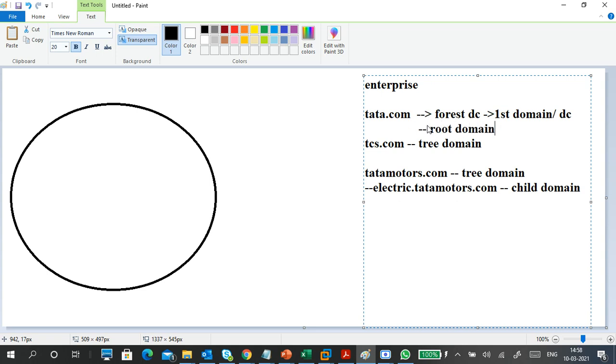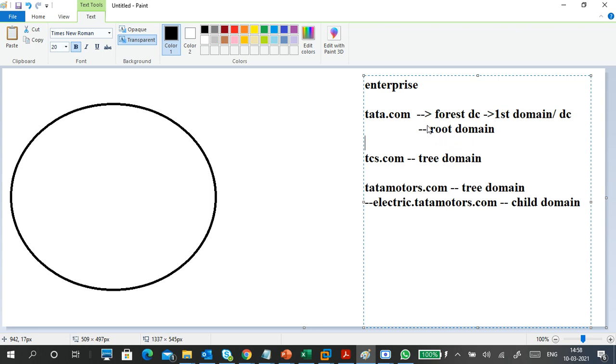Okay, root domain controller. So, subdomains. There are other domains in the forest other than tata.com. If you have any other domains, they are called tree domains. The tree domains can also have subdomains. Just for example, Tata Motors has electric.TataMotors.com. It's a child domain of the TataMotors.com tree domain. Like that. So this is a tree domain.